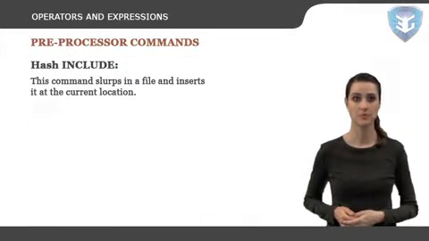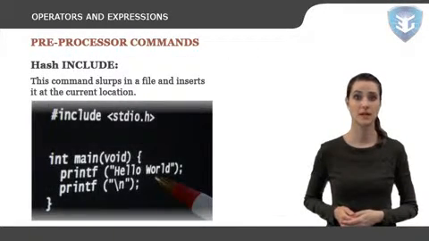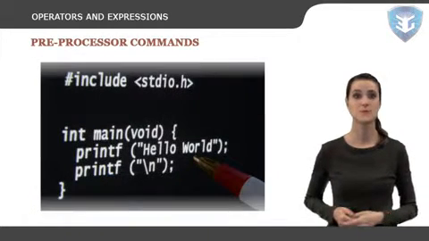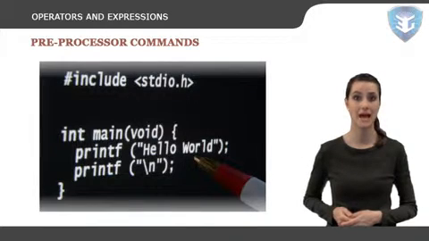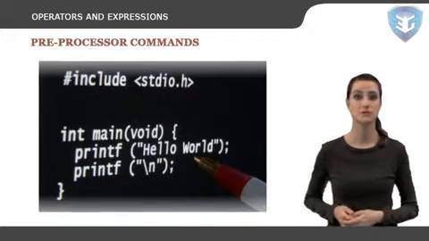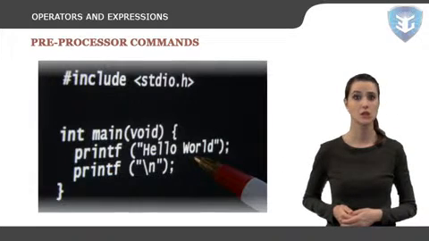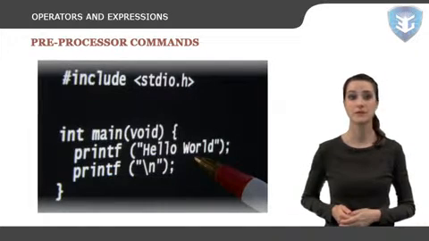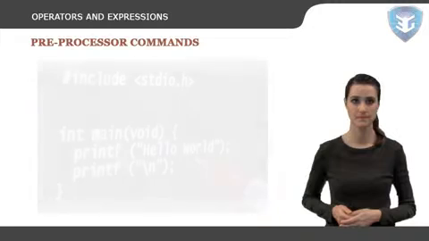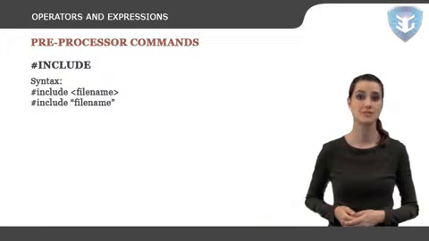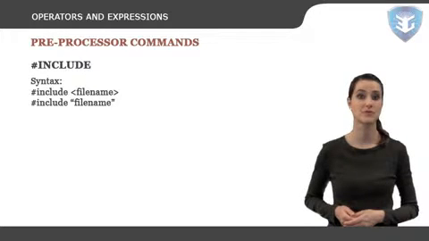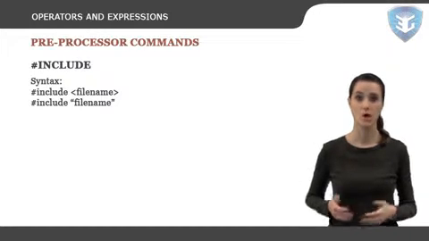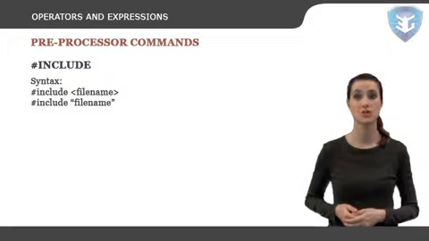#include. This command slurps in a file and inserts it at the current location. The main difference between the syntax of the two forms is that if the file name is enclosed in angled brackets, then the compiler searches for it somewhere. If it is enclosed in quotes, then the compiler does not search very hard for the file. While the behavior of these two searches is up to the compiler, usually the angled brackets mean to search through the standard library directories, while the quotes indicate a search in the current directory.